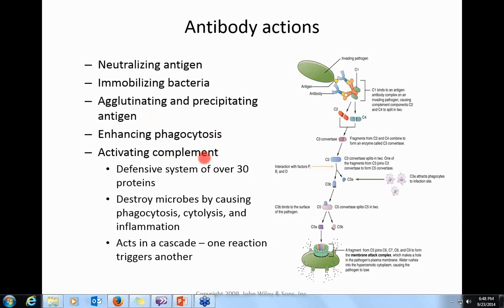And we've talked about the complement system before. In addition to causing phagocytosis and inflammation, it can also cause cytolysis. And that's triggered by this lovely cascade system. What a cascade system means is that one protein stimulates another protein, and that stimulates another protein, and on and on. It's a cascade effect. Well, this happens to form something called the membrane attack complex. In other words, it's poking holes in the plasma membrane of a pathogen, and it causes the pathogen to lyse or break open.